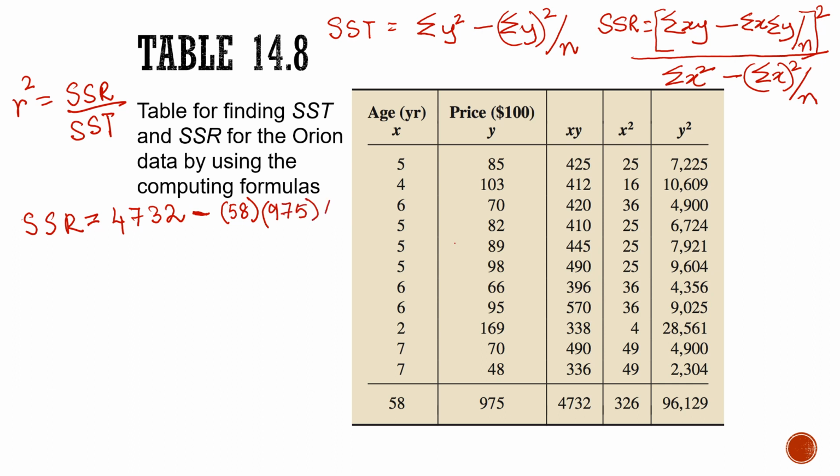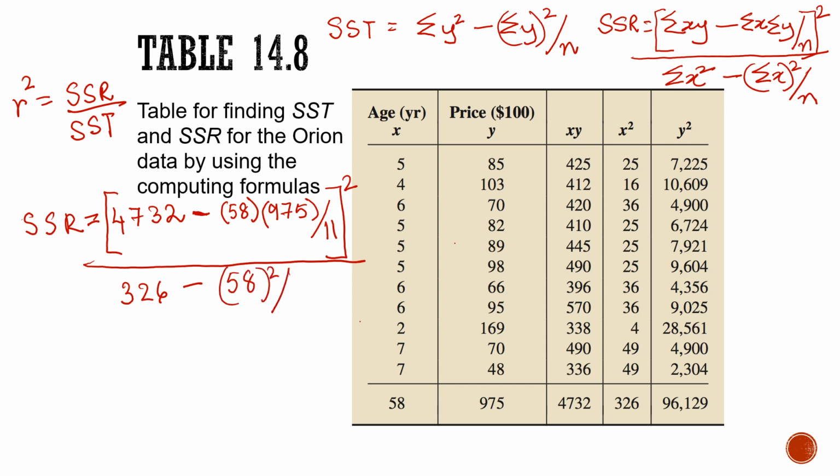975 divided by n is 11. But we have to square this entire numerator. And then in the denominator, we have sigma x squared, correct? It's sigma x squared. So let's pick our total sum sigma x squared value. That's 326. 326 minus sigma x whole squared, so 58 whole squared divided by 11.